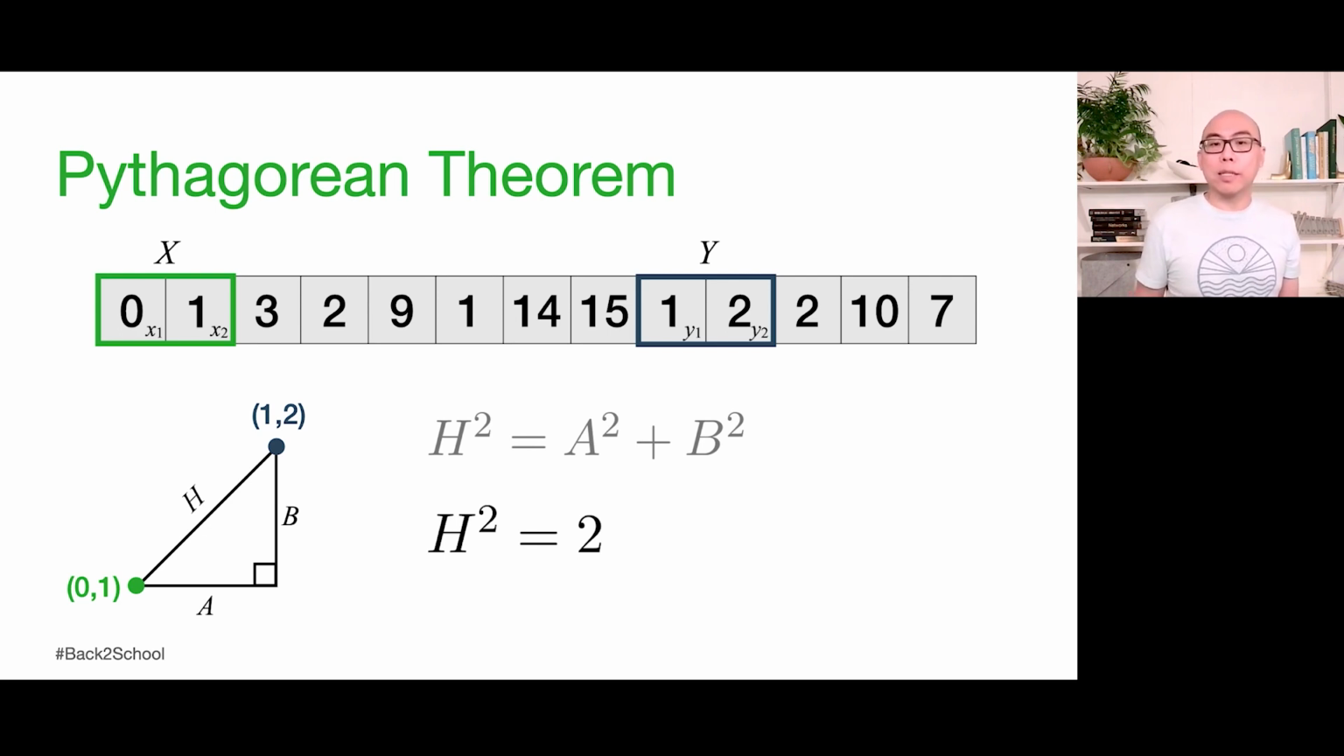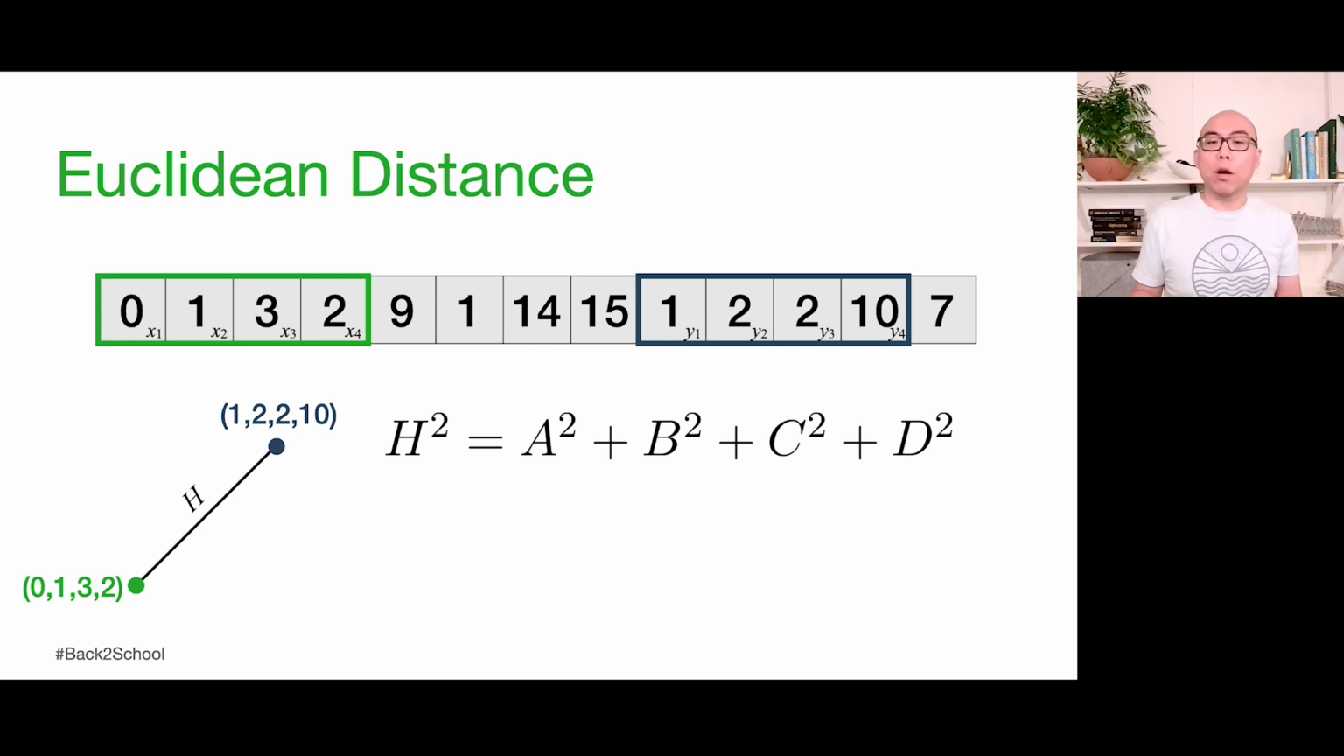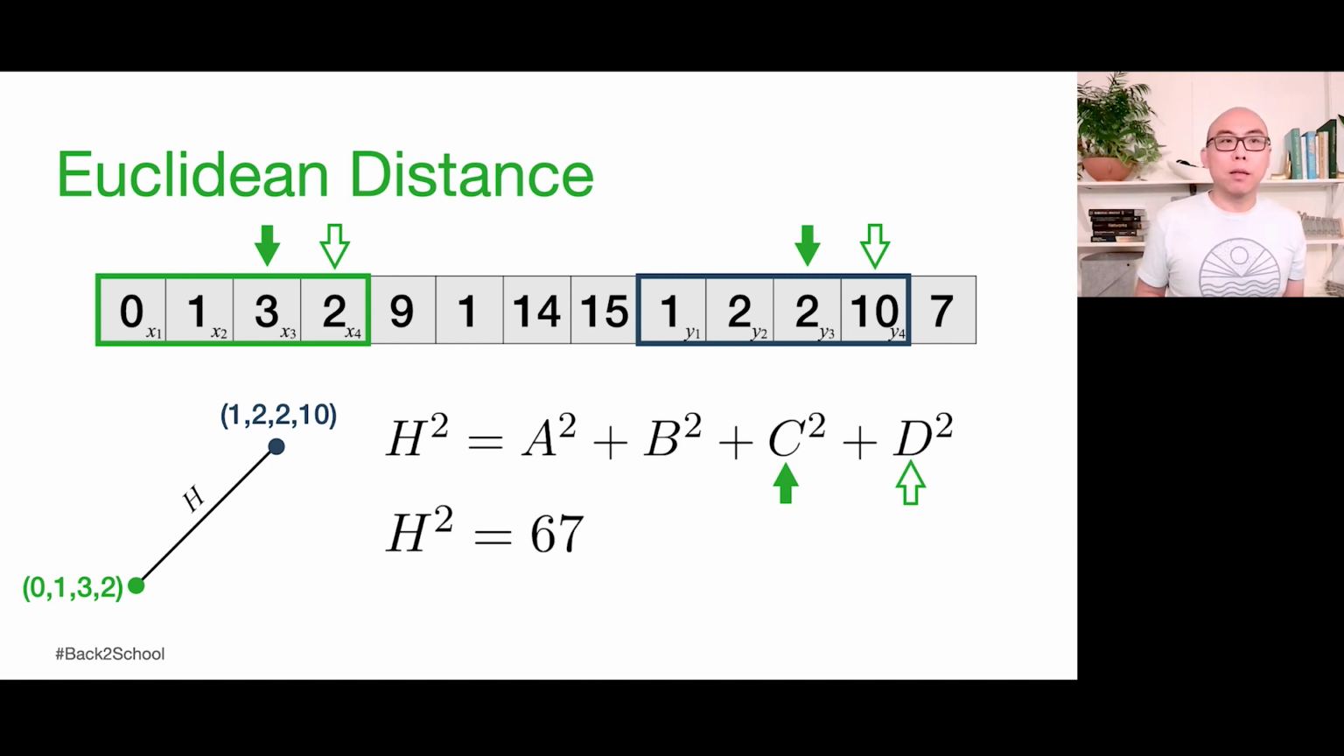Extending this to our original example, where our subsequences were of length 4, we have an x3 term and a y3 term, and now we update our Pythagorean theorem with a c squared term. We also have an x4 and y4 term, so we now have a d squared term covering that. As you increase the length of your subsequences, you might have an e squared term and an f squared term, and so on and so forth. So this is extensible, and we can plug in our numbers and find that the distance between these two subsequences is square root of 67. And that's it. But this is the case where somebody gives you both of the subsequences and you can compare them.